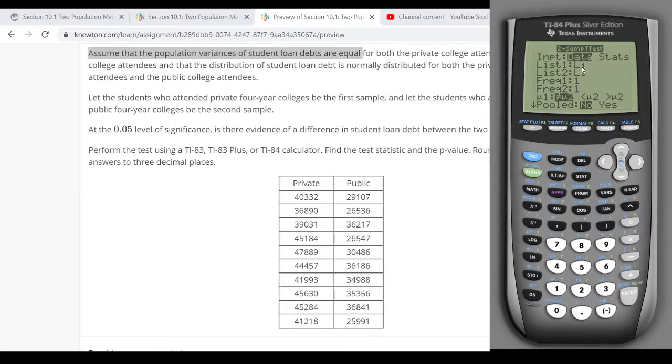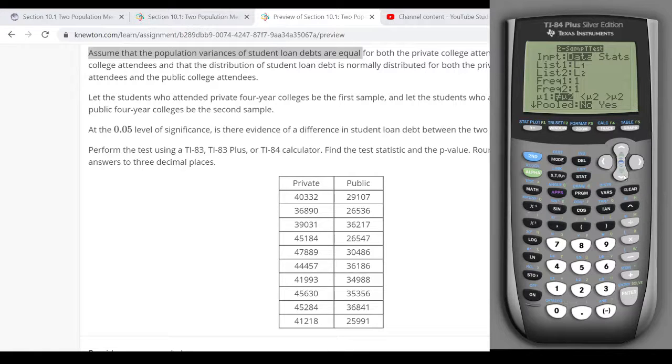Alright, and then what's list 1? L1, right? I had all my data down L1. It's already L1. If it's something else, just plug in the other list number, whatever list you have it down. List 2 is down L2, right? This is the public school debts. Is there a frequency list for list 1? Well, no. Every value in list 1 is counted one time, so I'm going to leave frequency 1 as 1. Same thing for frequency 2.